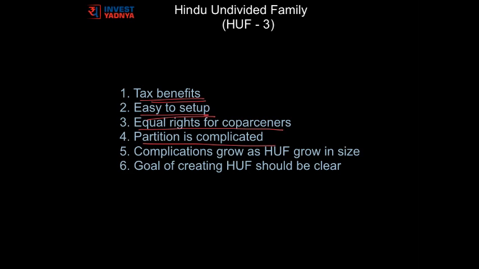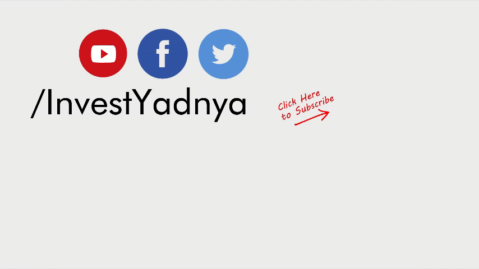If a HUF has only a few members, things may run smoothly. Problems mostly appear when the number of co-partners increases. Since all lineal descendants are part of an HUF, every child who gets added to the family becomes a part of the HUF. Apart from HUFs becoming too large, the goal for which it was created has to be very clear. If the purpose is only tax saving, it may work only for initial years. As income and number of members grow, complications too increase.